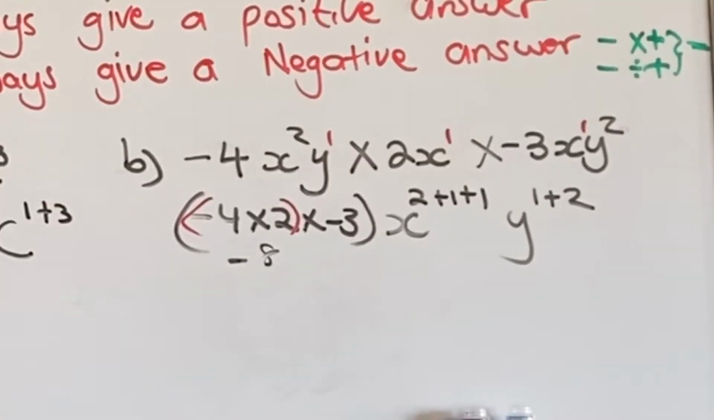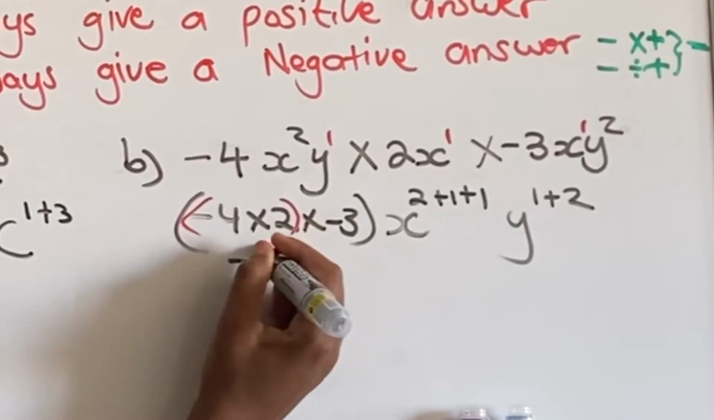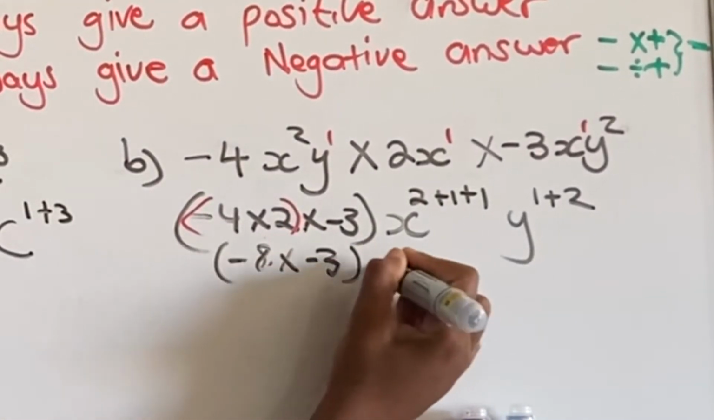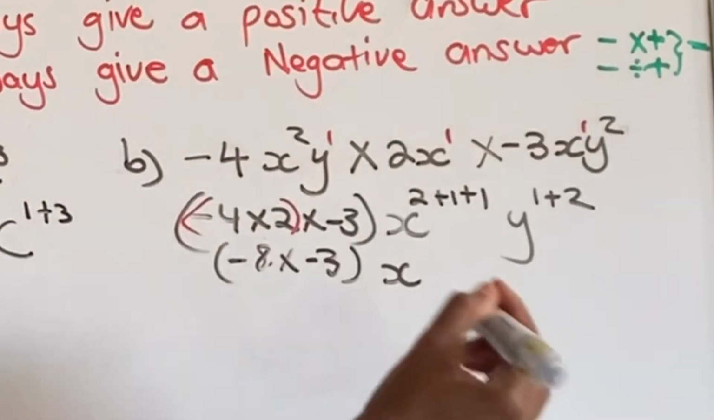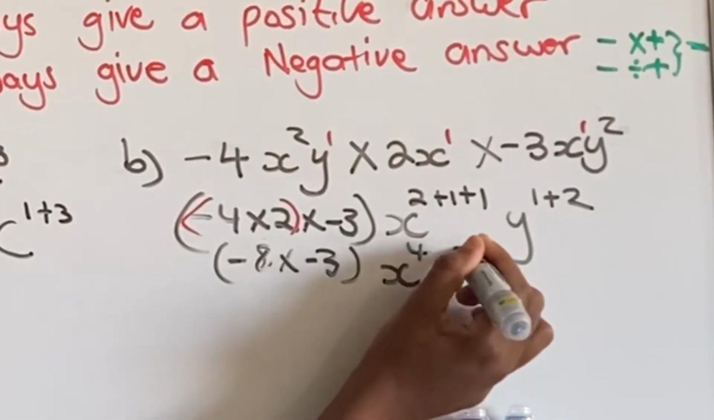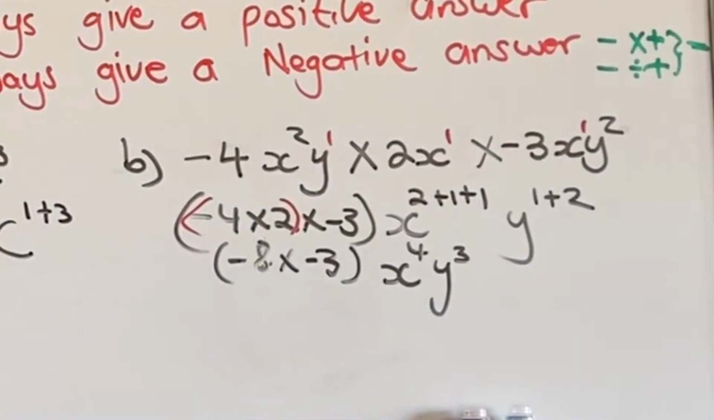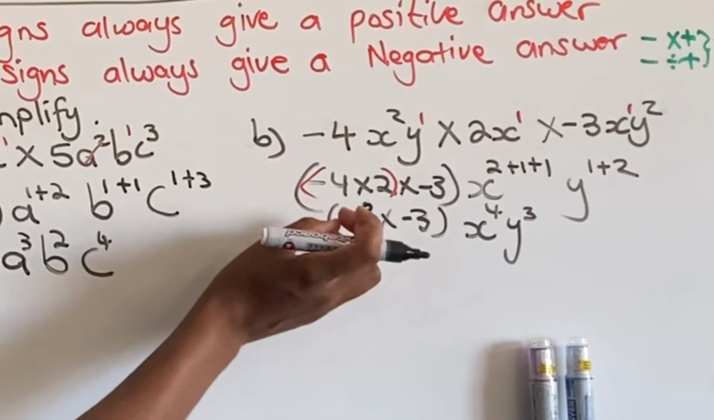However, when you get to understand things better, you're just going to do it once. Then I'm going to say this is negative 8 times negative 3, right? So that's basically what I have. x to the power of 2 plus 1 plus 1 is 4, and y to the power of 3. Now I have a negative times a negative, and that is supposed to come out positive because now we get 2.